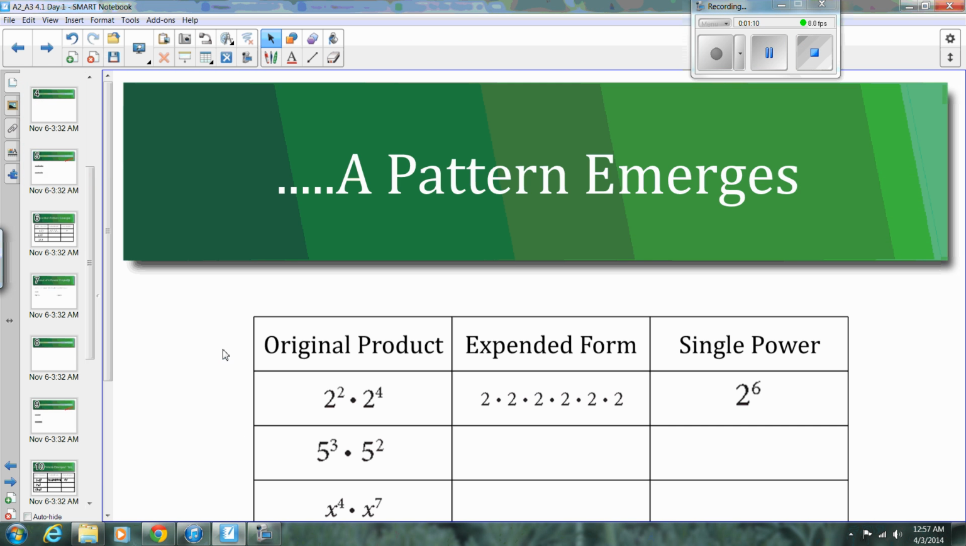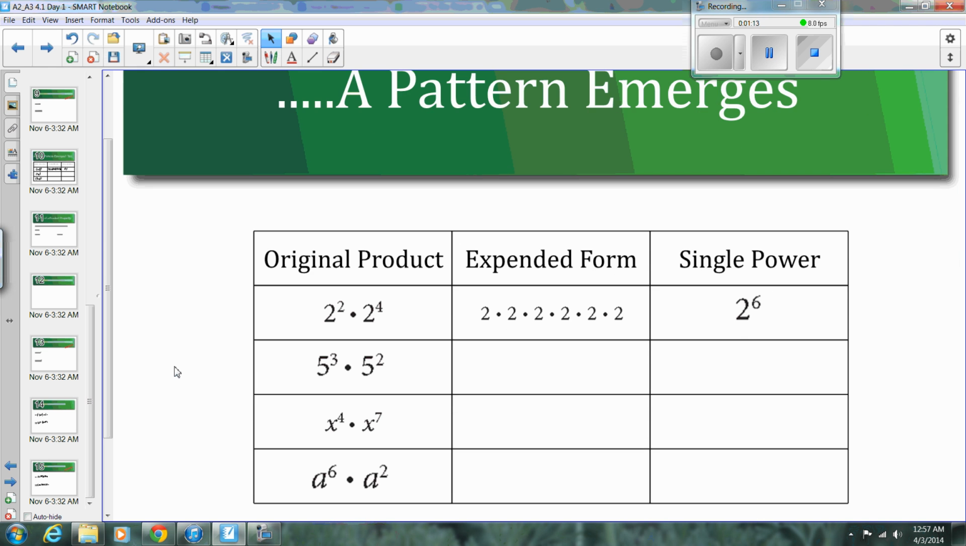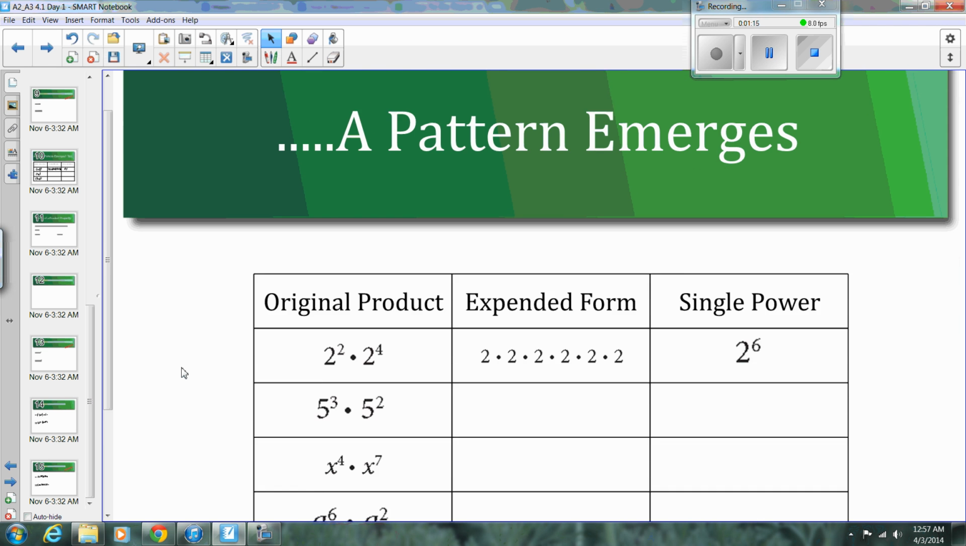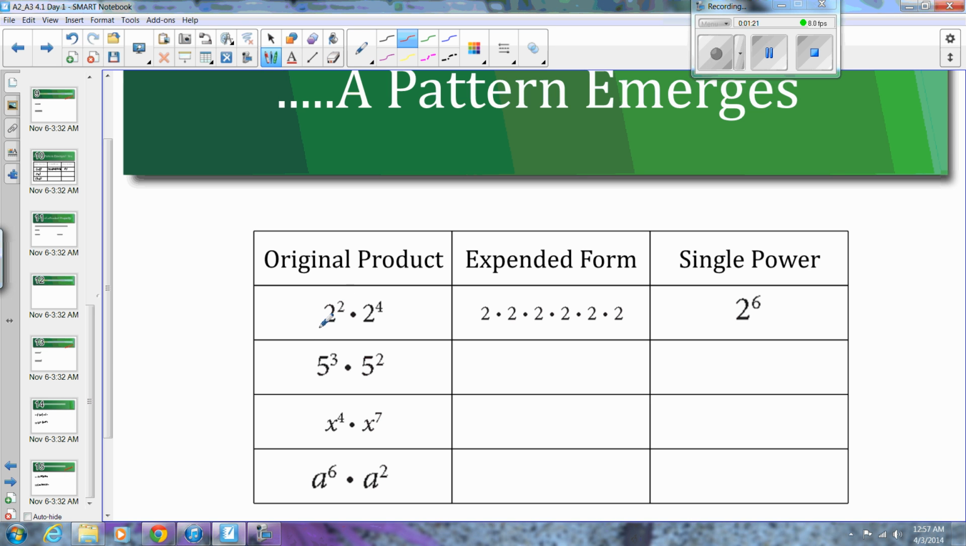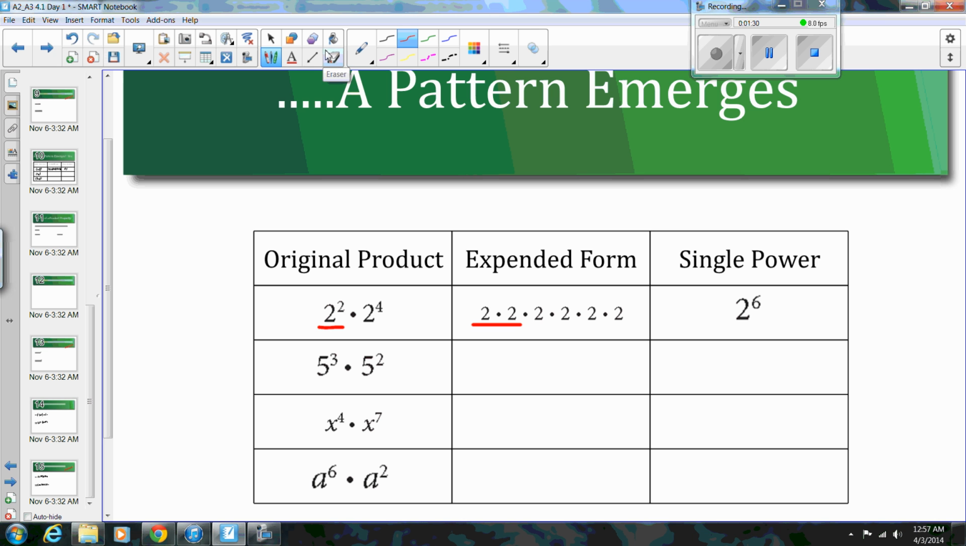So knowing expanded form, let's take a look at some products of powers, okay? And we'll look at that using expanded form. So just to be clear, if I am saying 2 squared times 2 to the 4th power, this 2 squared is these 2 times 2. This 2 to the 4th power is these 4 2's. 2 times 2 times 2 times 2. So in expanded form, we write 2 squared is 2 times 2. 2 to the 4th power is 2 times 2 times 2 times 2.